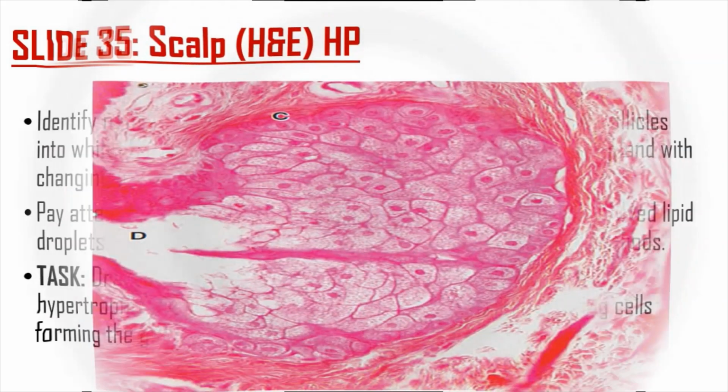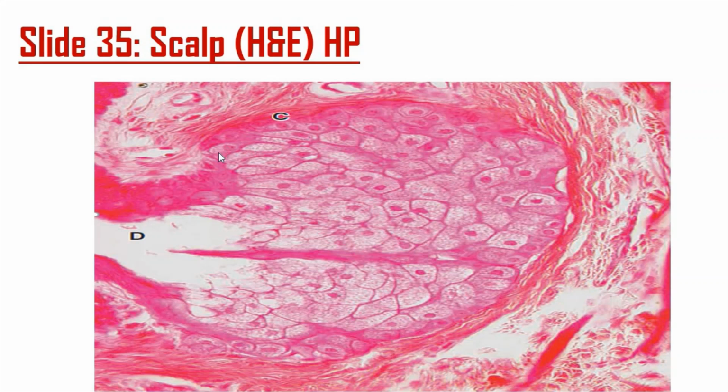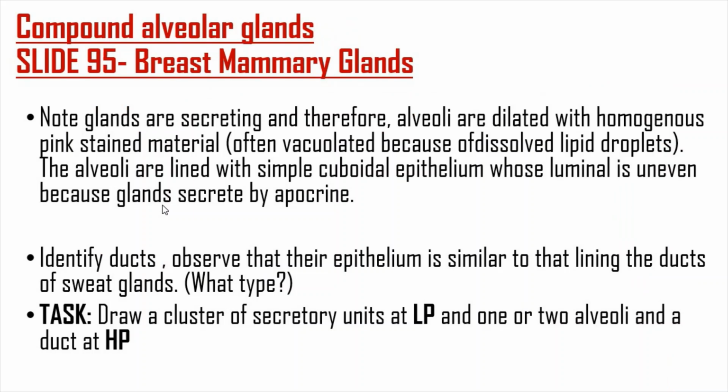So only draw at high power. This is a high power. This is a sebaceous gland. So draw all of this sebaceous gland. So this is the conducting portion here. And then this is the gland, the acini portion. So draw these cells in the gland and show the conducting portion as well.